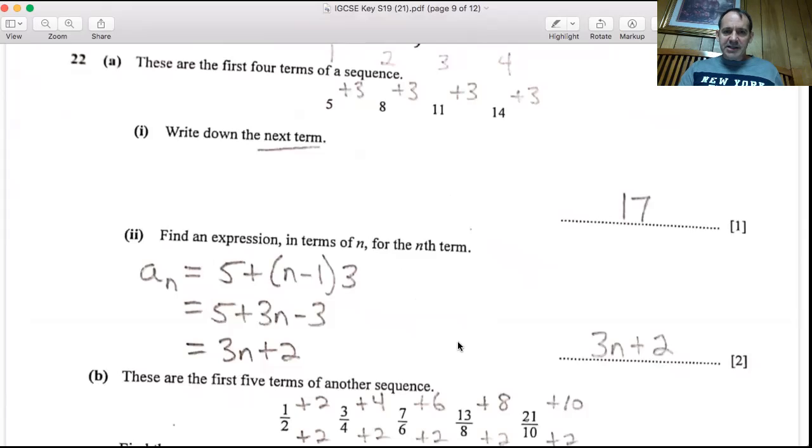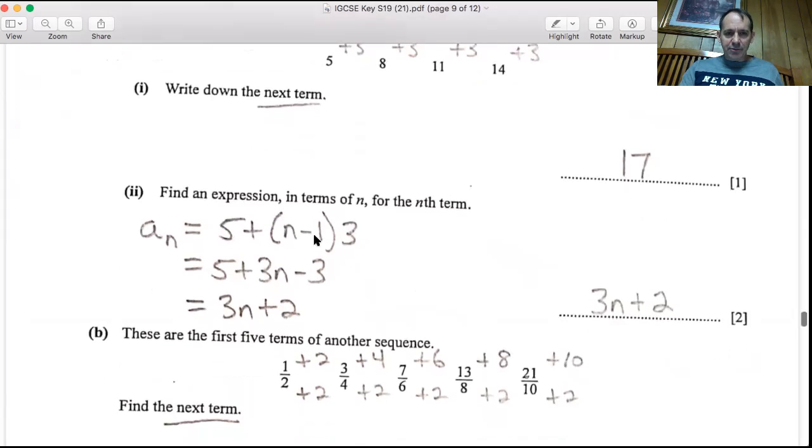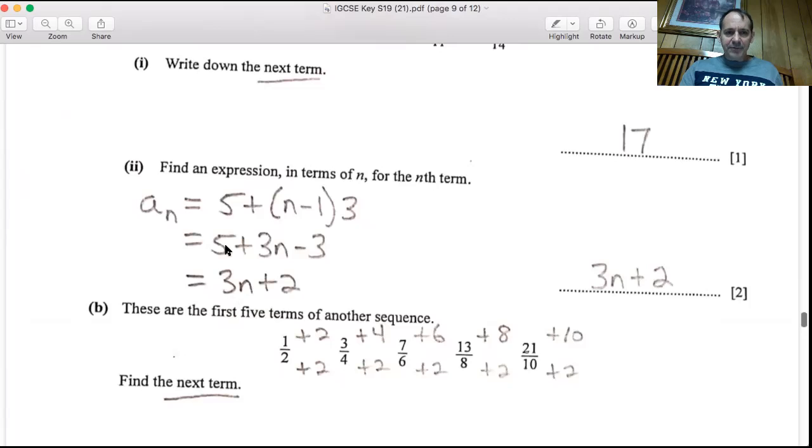Then find an expression in terms of n for the nth term. Your formula to find the nth term is A1, the first term, which is 5, plus n minus 1, n being the term that you're on, times the difference, and the difference is +3. If you take your second term minus the first term, 8 minus 5 is +3. Distribute that through, 3n minus 3. Simplify it, 5 minus 3 is 2. I put the 3n in the front. So an expression is 3n plus 2.